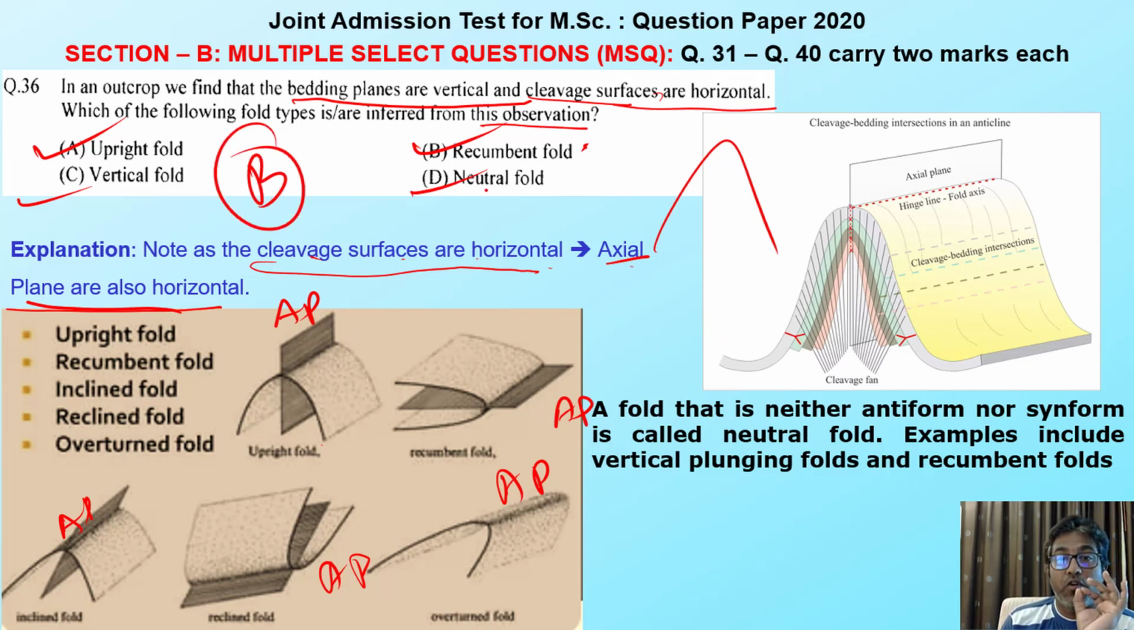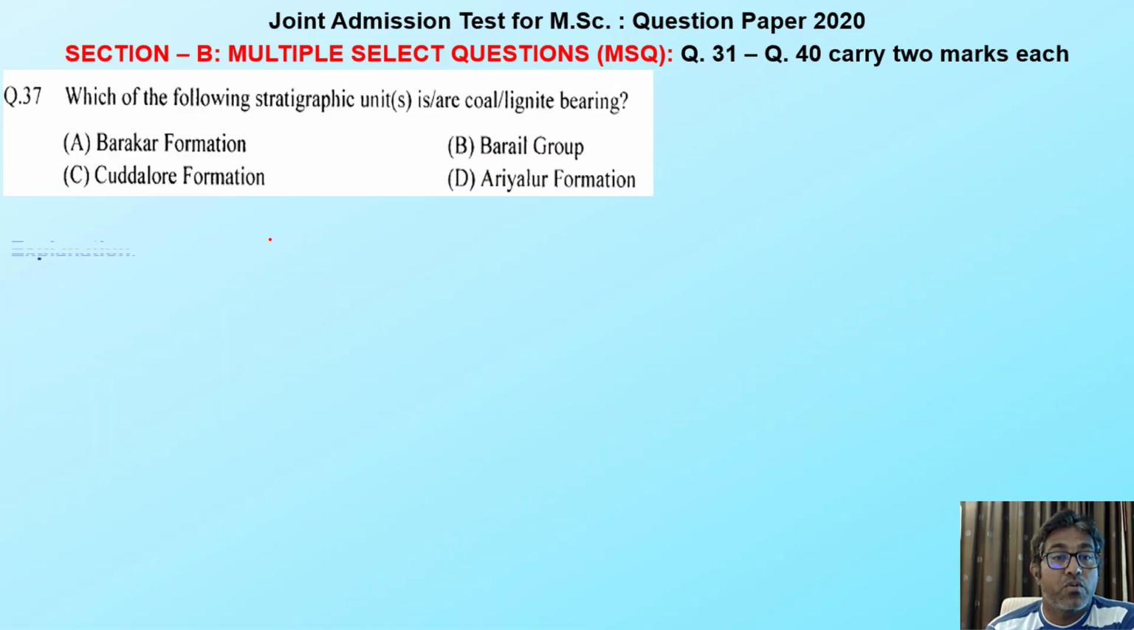And there is a definition for neutral fold. A neutral fold is neither antiform nor synform. Examples include vertical plunging folds and recumbent folds. This means recumbent and neutral are siblings like this. If B is correct, then D is also correct. So my option is B and D. Moving to the next question.